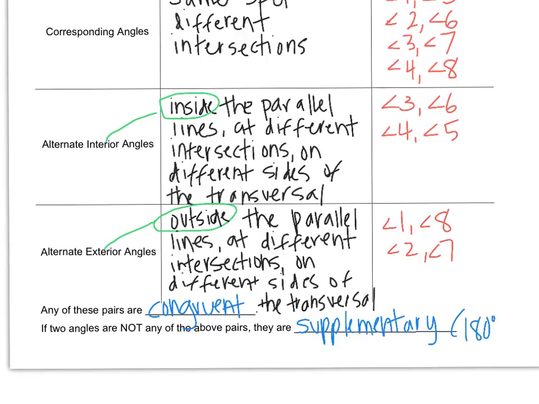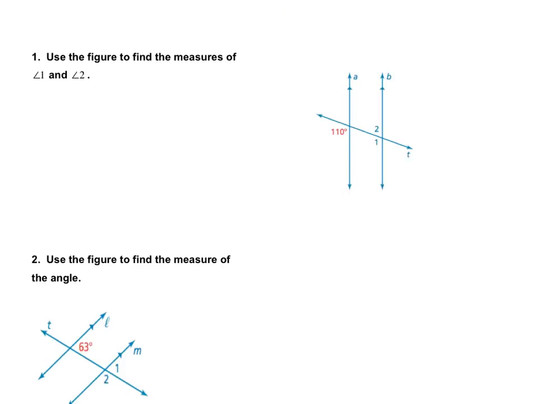All right, let's put this into practice. Remember, I told you that all of these special angle pairs are congruent. So if you know one, then you know another. Let's look at this. Let's start off pretty simple. Use the figure to find the measures of angle 1 and angle 2.